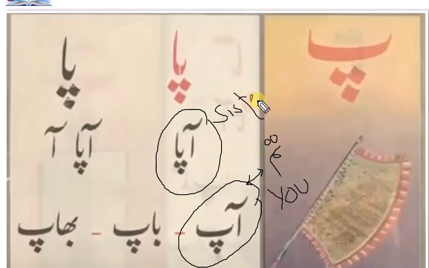this word. And if I want to say aap, like tum, you. You means tum or aap. Both have the same meaning. Aap, tum means you. And this is for the sister, Appa. And aap, like you. What is the meaning of aap? You. And how many components are there? Only two, alif mad and pe.